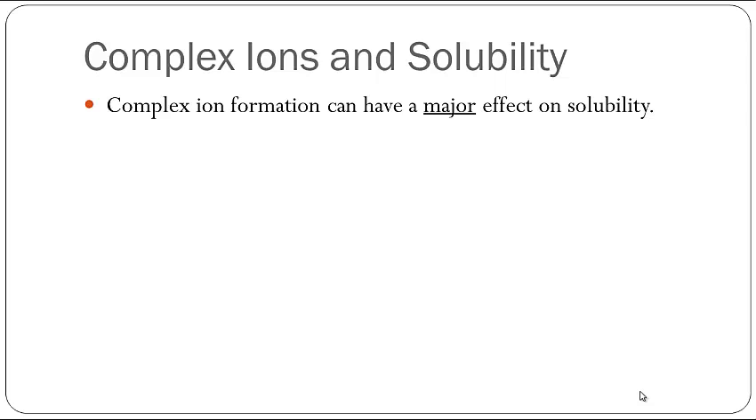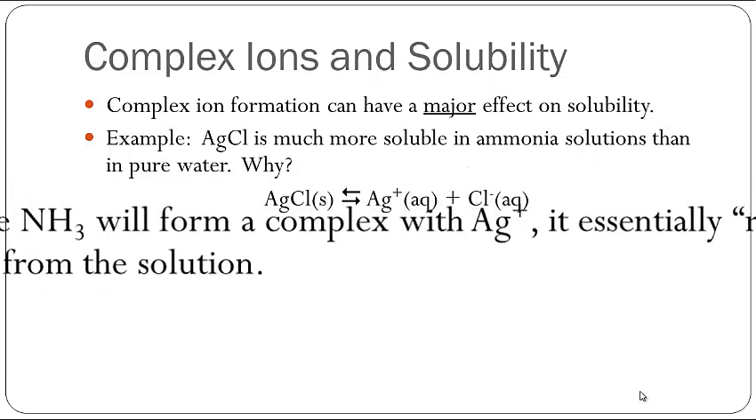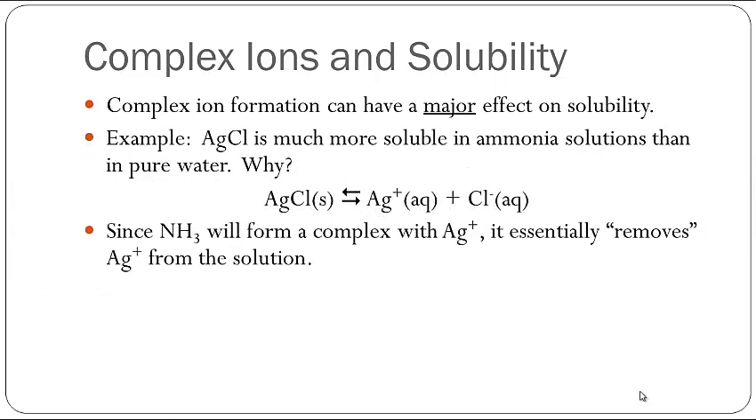Complex ion formation can have a major effect on solubility. So we looked at how silver chloride is much more soluble in ammonia solutions than in pure water. Well, since NH3 will form a complex ion, it removes the Ag+ from solution.